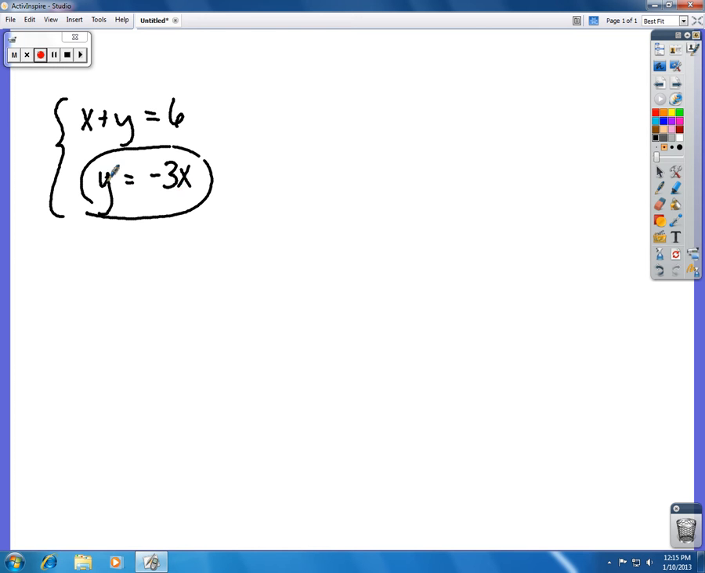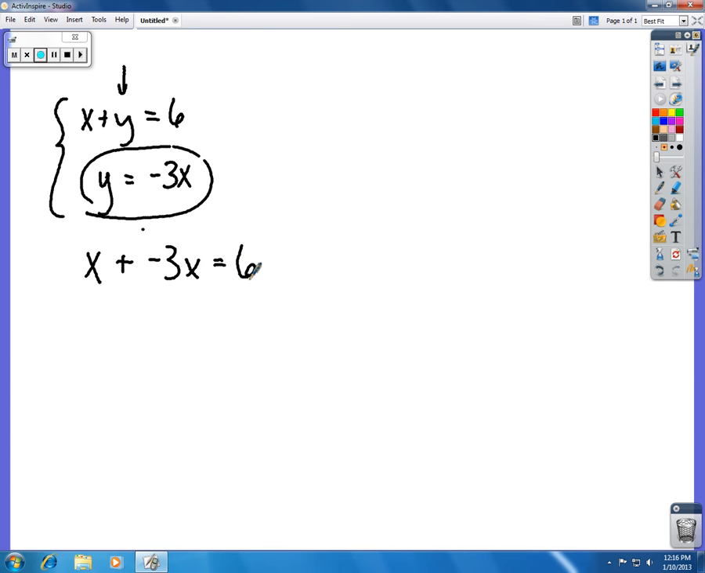So wherever we see y, we're going to replace it with that negative 3x in the other equation. So in this equation right here, I'm going to substitute negative 3x for the y. So my equation is now x plus negative 3x equals 6.